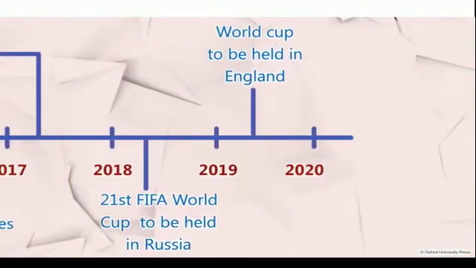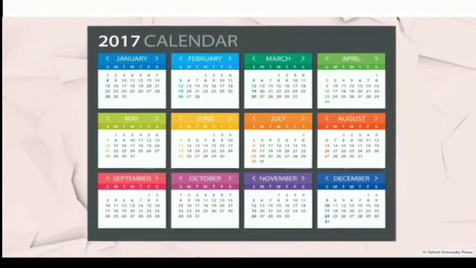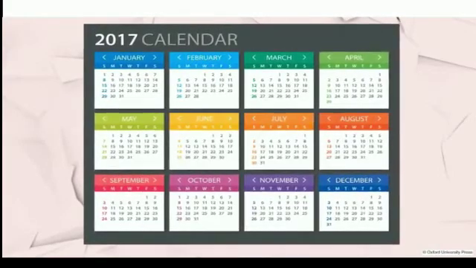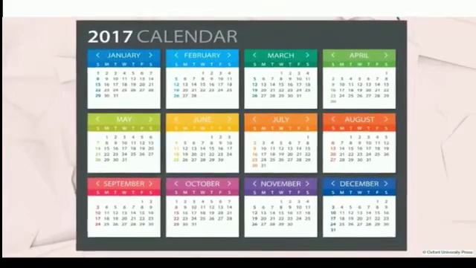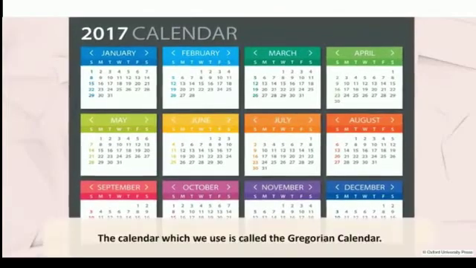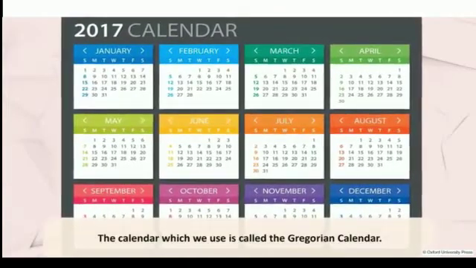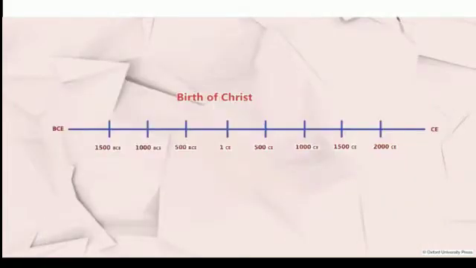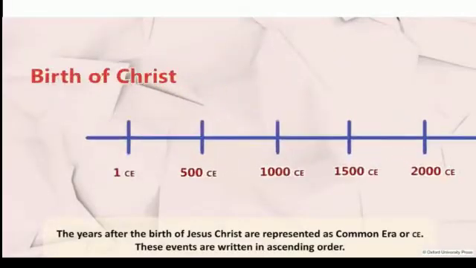In this way, a timeline helps us understand when a particular event took place. We use a calendar to date events. We also use a calendar to identify dates, weeks, months, and years. The calendar which we use is called the Gregorian calendar. The Gregorian calendar began from year 1 when Jesus Christ was born.